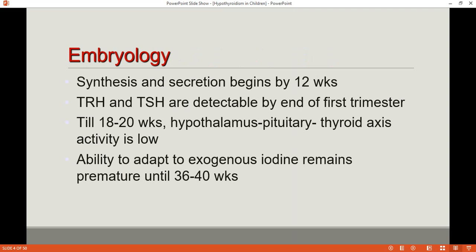Now the embryology we will discuss a little bit. Synthesis and secretion begins at 12 weeks. By 12 weeks of gestational age, TRH and TSH are detected, by the end of the first trimester. Till 18 to 20 weeks, hypothalamic pituitary thyroid axis activity is low. Ability to adapt to exogenous iodine remains premature till 36 to 40 weeks of gestational age.